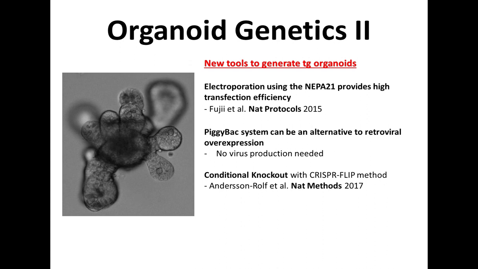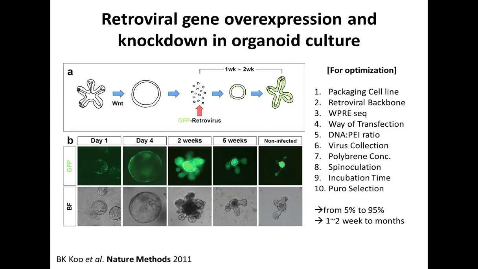Next, we also figured out how to generate conditional knockouts using organoids, and this was introduced by my lab in 2017 in Nature Methods. So today I'm going to show you a few examples.